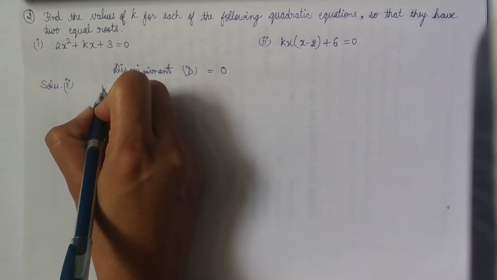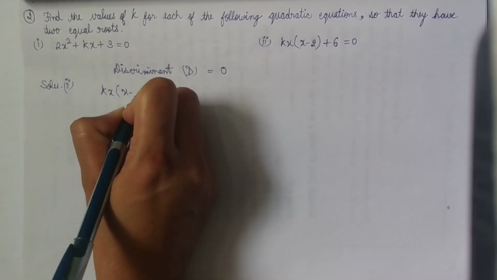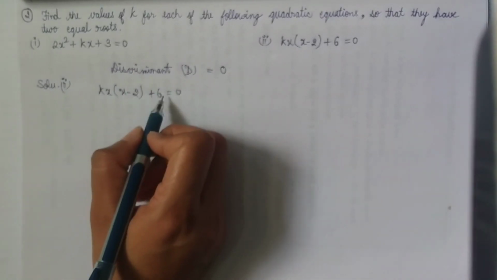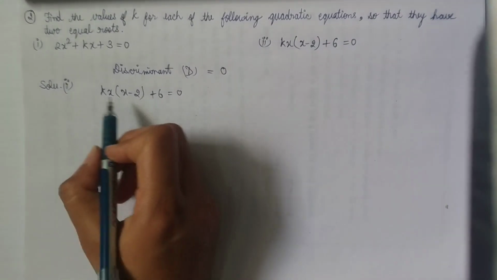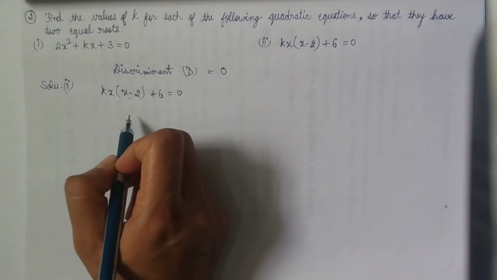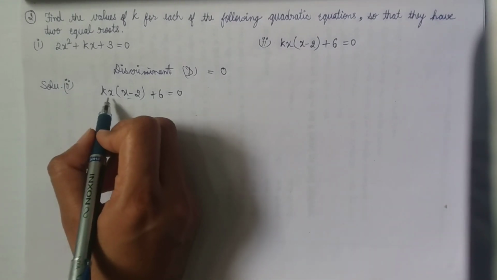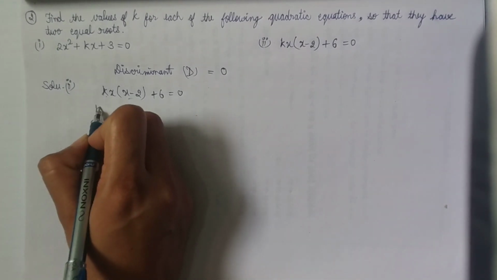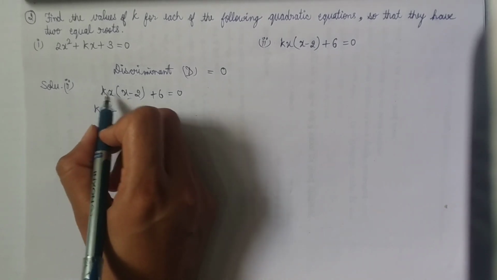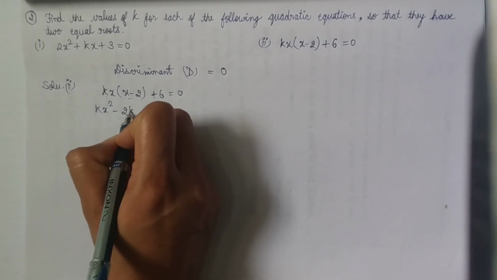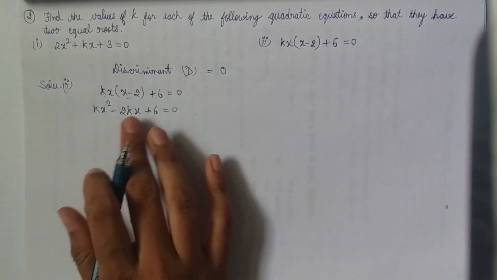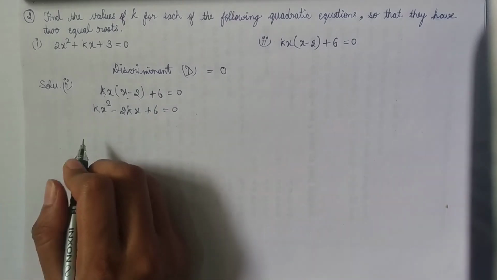So second question: kx(x - 2) + 6 = 0. This is not yet in quadratic form. Firstly, we will multiply it by the bracket, and then we will get our quadratic equation. Kx multiplied by x will be kx square, minus 2kx, plus 6, is equal to 0. Now we have our quadratic equation and we have to solve this.